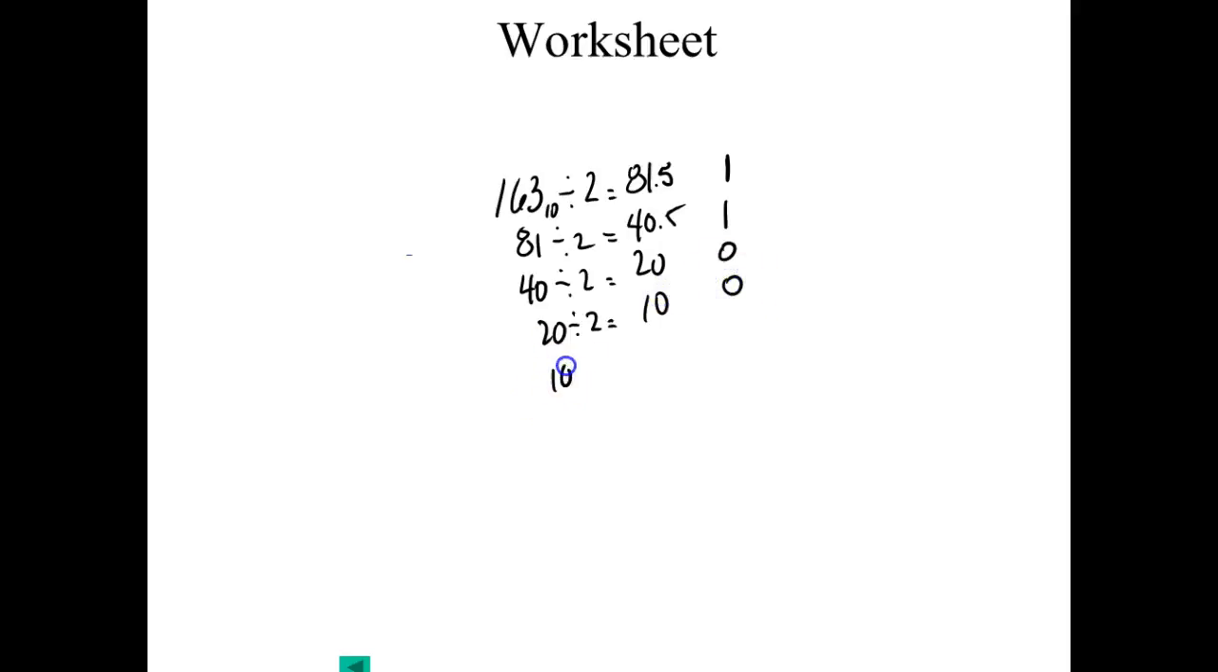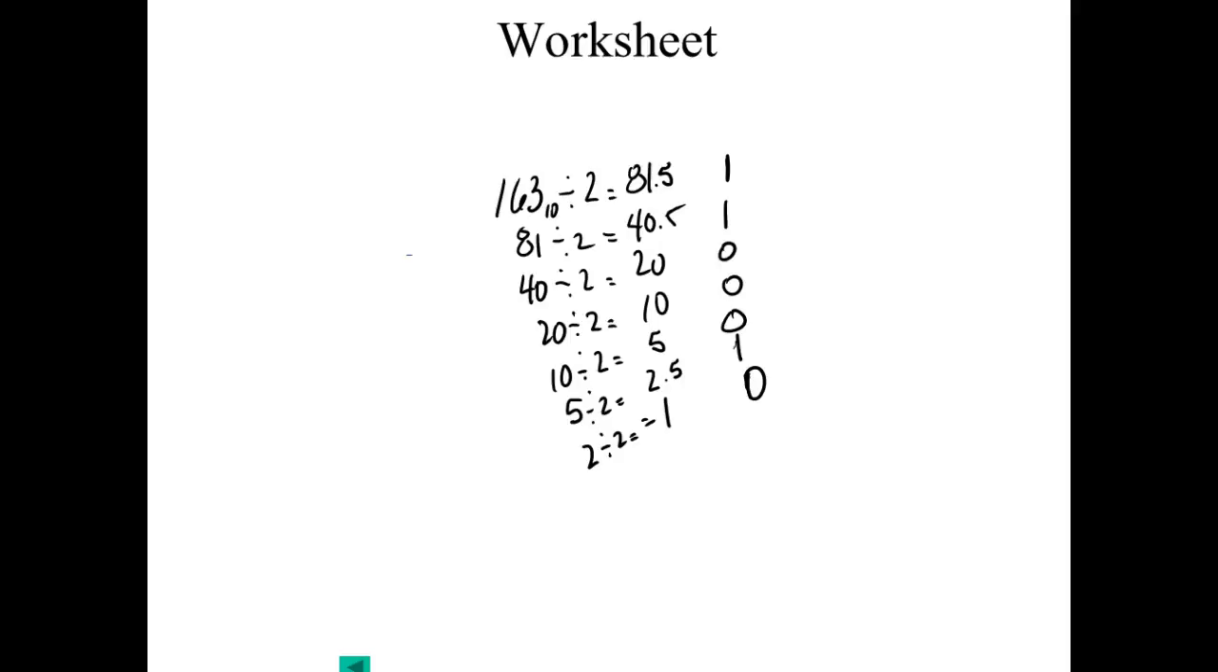I bring down the 10 and divide by 2. That gives me 5, with no remainder. I take the 5 and divide by 2. That gives me 2.5. I write a 1, bring down the 2, and divide this by 2, and hopefully we get a 1. And we get a 1 with no remainder. Everybody okay?